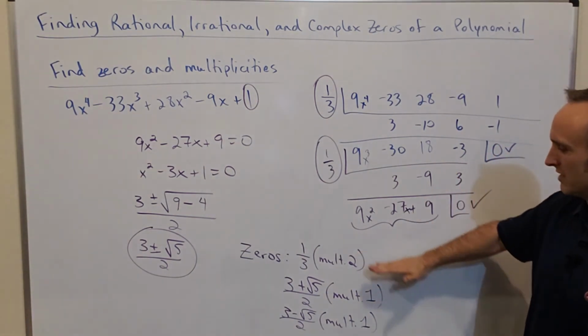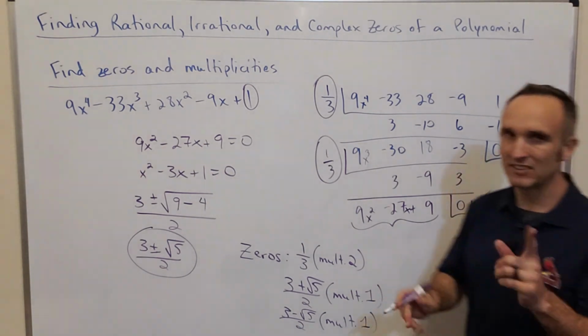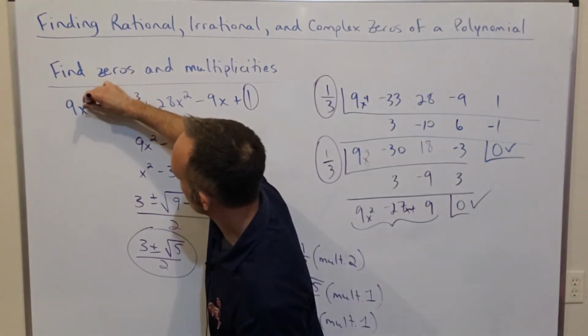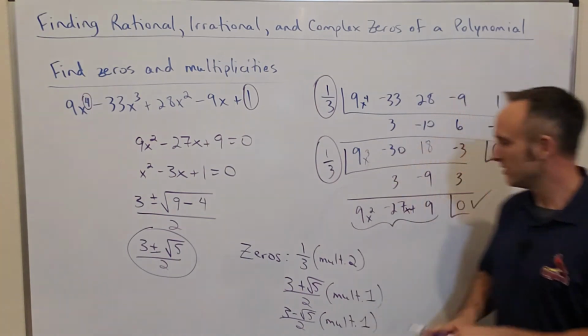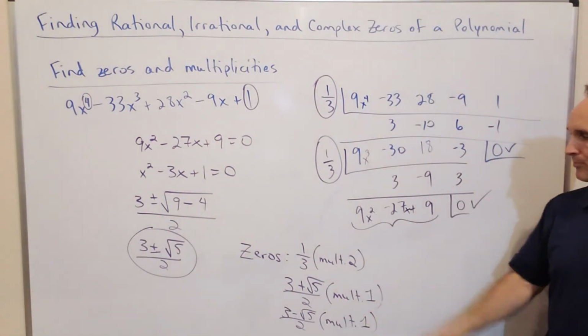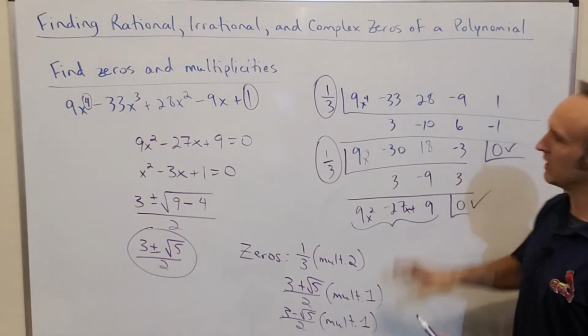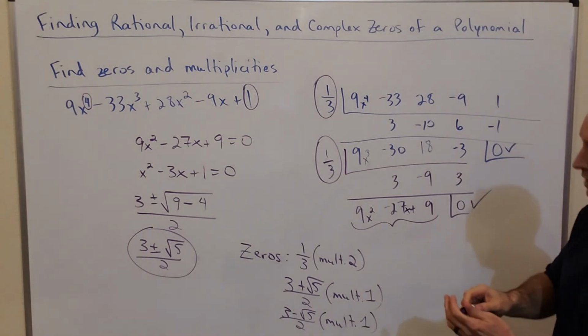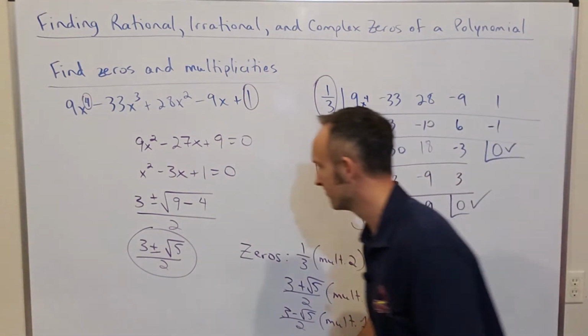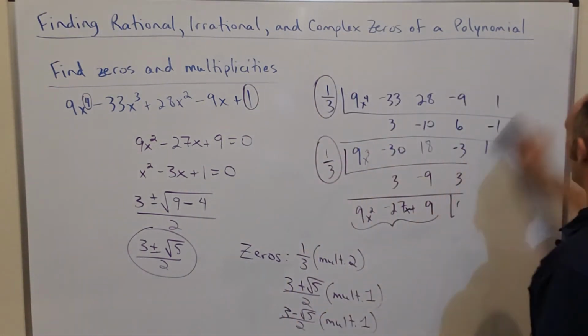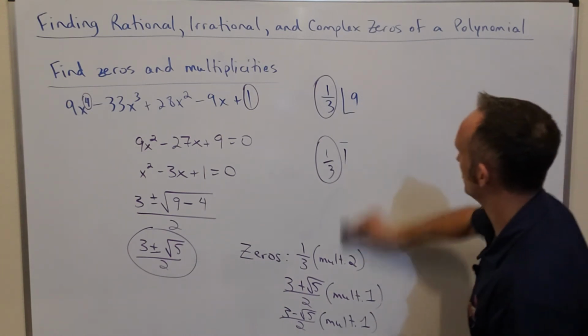1/3 showed up twice, and each of these showed up once, and that's always the case because this is a degree 4 polynomial. The multiplicities should add up to 4, okay? All right, so I wanted you to see an example where a 0 could show up more than once. Okay, finally, let's do our last example.